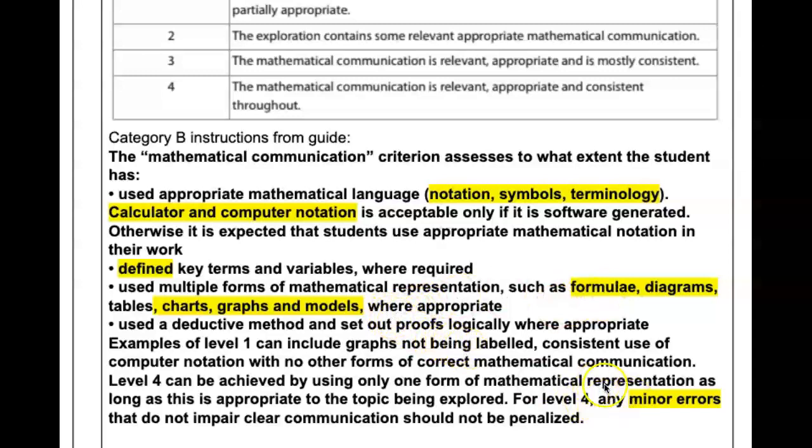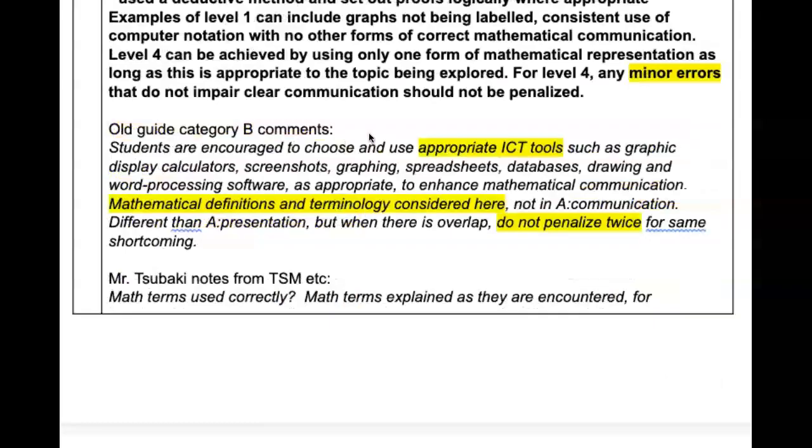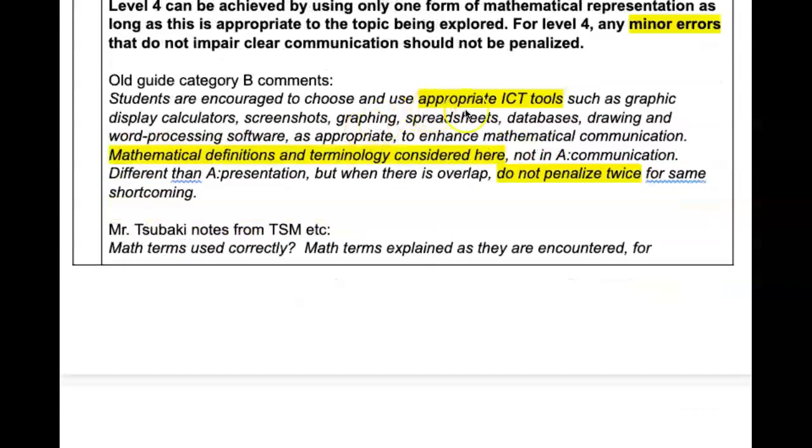Again, minor errors in all these categories shouldn't keep you from getting the maximum level. You could still get the maximum level even with some small errors. Use technology appropriately at the right time. It's encouraged, in fact, as long as it's at the right time.